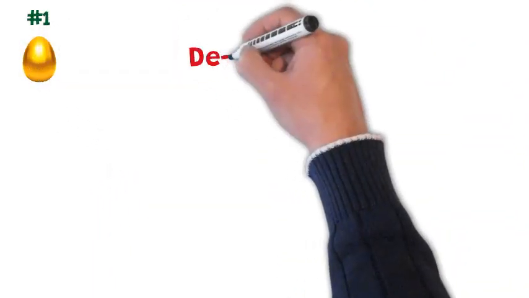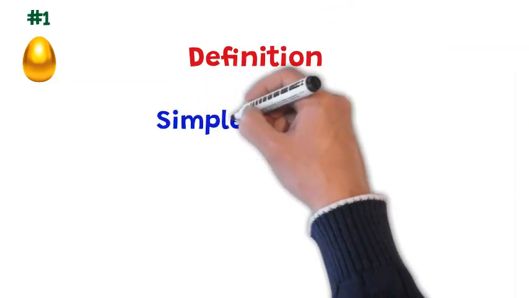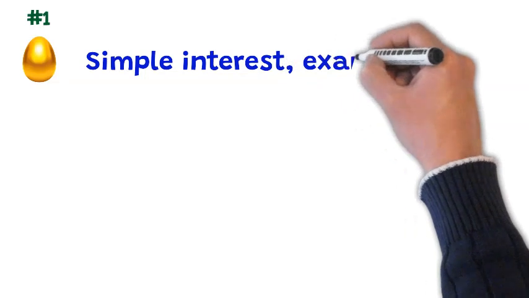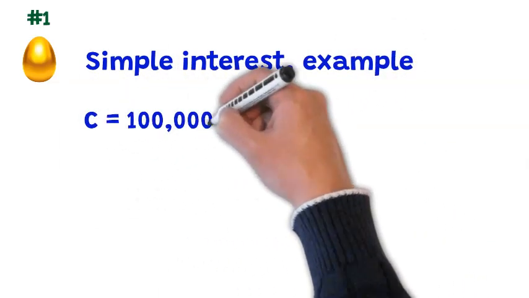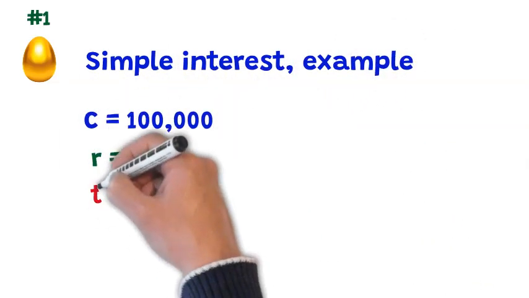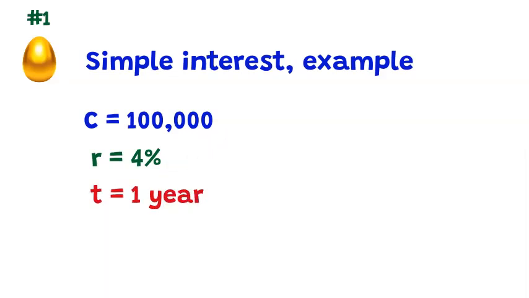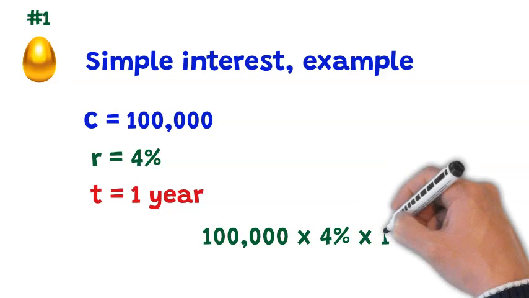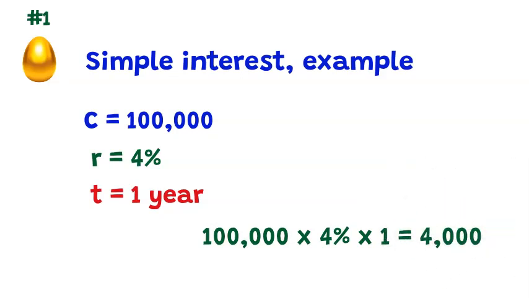Step number 1, definition. What is simple interest? Is the interest on the capital in a given time. Let's see a numerical example. A capital of 100,000 at an interest rate of 4% a year will yield or produce 4,000 every year, since 4% of 100,000 is 4,000 that we will have available for withdrawal.